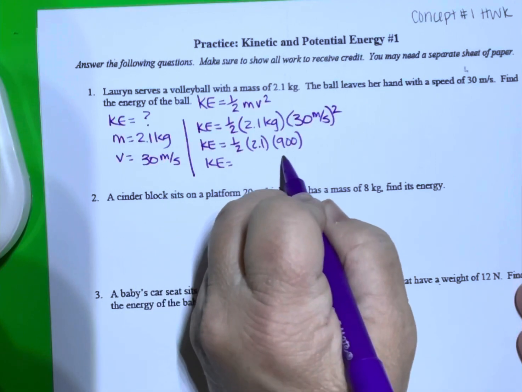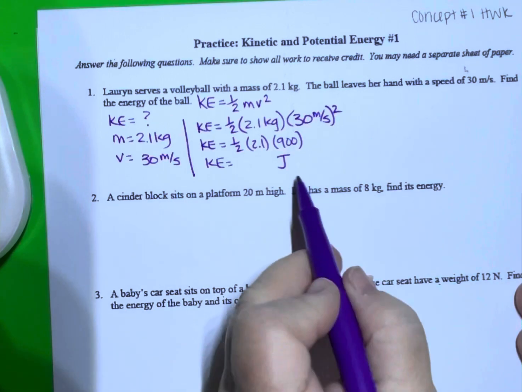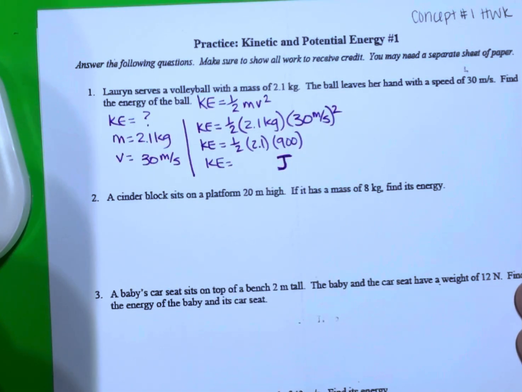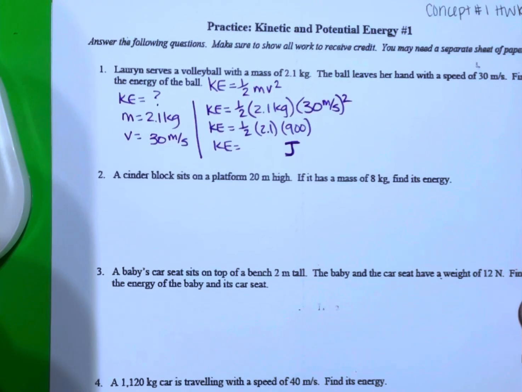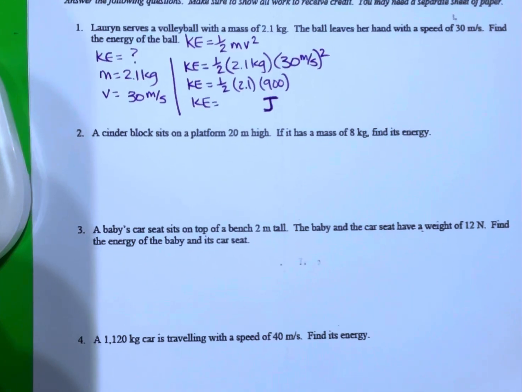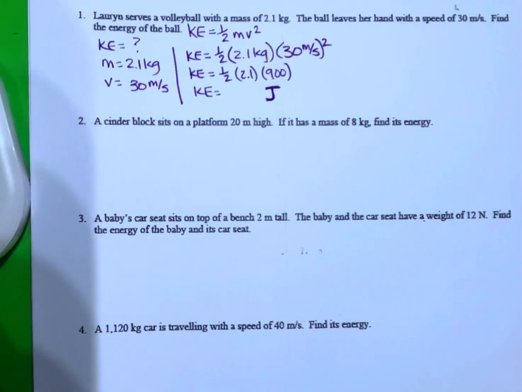Code, and your final unit is going to be what? A capital J, or joules. That's what we measure. That's our unit for energy. Okay? Number 2, a cinder block sits on a platform 20 meters high. If it has a mass of 8 kilograms, find its energy.